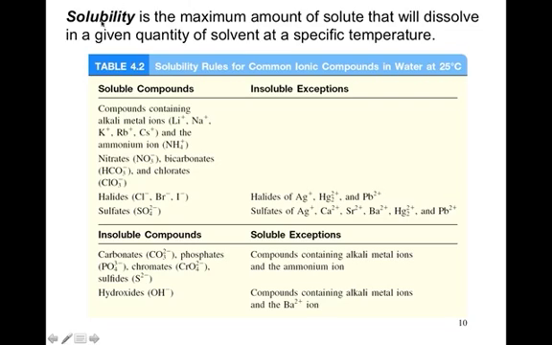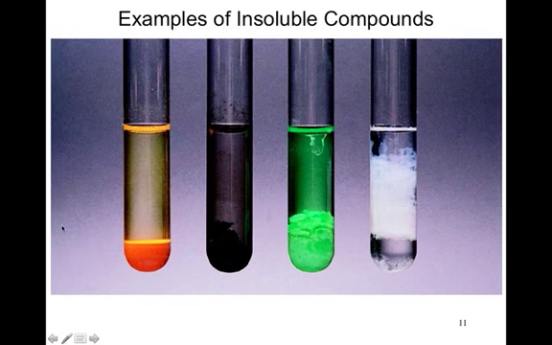Solubility is going to be the maximum amount of solute that will dissolve in a given quantity of solvent at a specific temperature. That's a really wordy way to say how much of something can we dissolve in a liquid or water or something like that. And so here it gives you an example of some soluble compounds, things from your book, some insoluble compounds, not something that I think you would need to memorize.